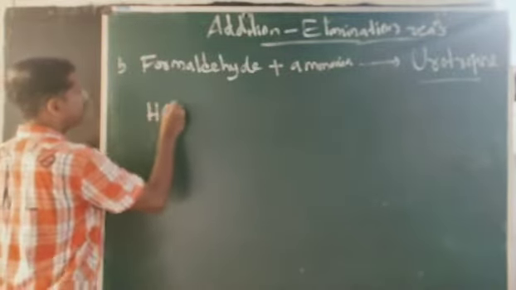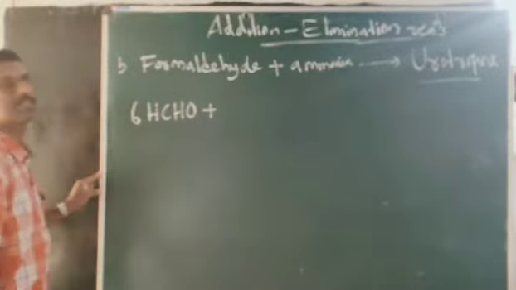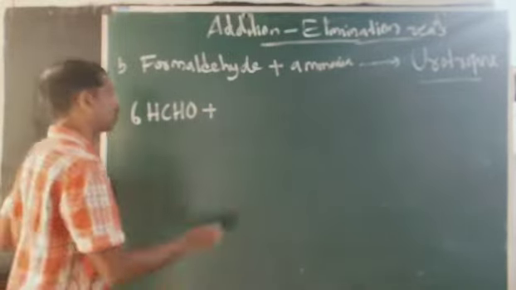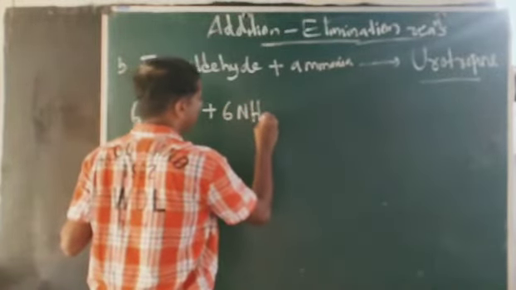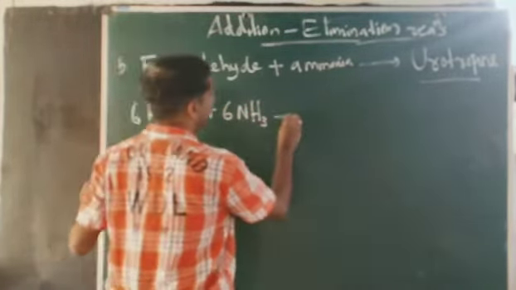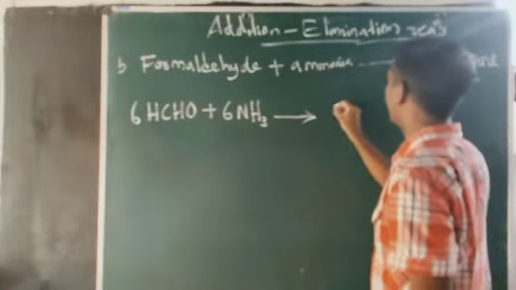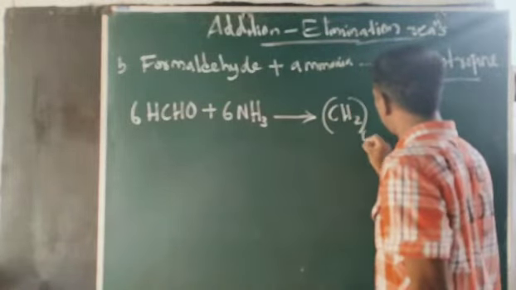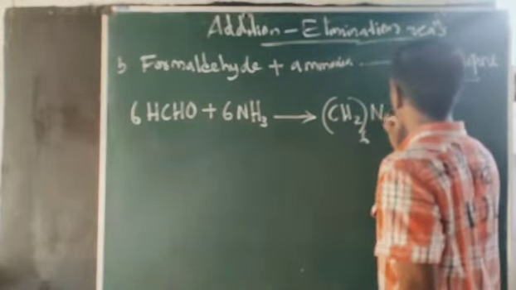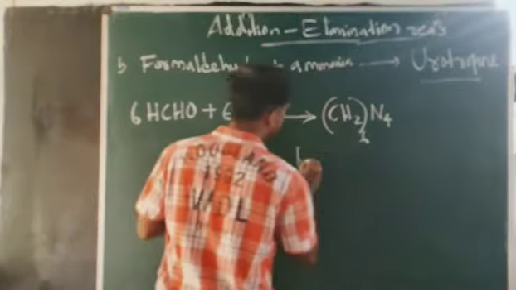Look at it here, HCHO. If you write a balanced equation, you can start with 6 moles of HCHO reacting with 6 moles of ammonia, 6 NH3, and you get urotropin. What is urotropin chemically? Hexamethylene, that means CH2 6 times, tetramine N4.